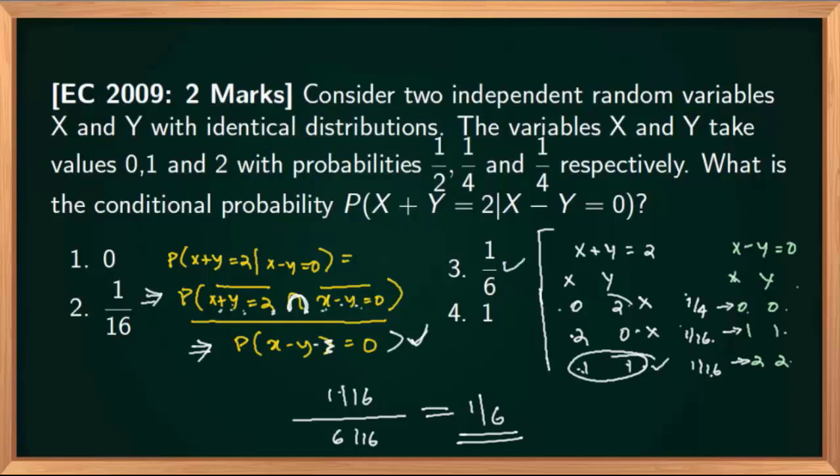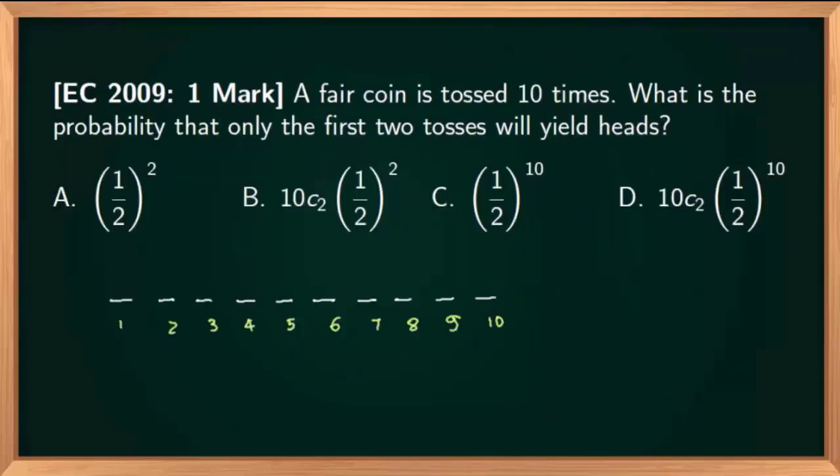A fair coin is tossed 10 times. What is the probability that only the first two tosses will yield heads? So I have 10 tosses. I have a fair coin and I am tossing it 10 times. And the question is, what is the probability that only the first two tosses will yield heads? So this must be a head, this must be a head, and the remaining must be tails. The remaining must be tails. That is also implied in that question.